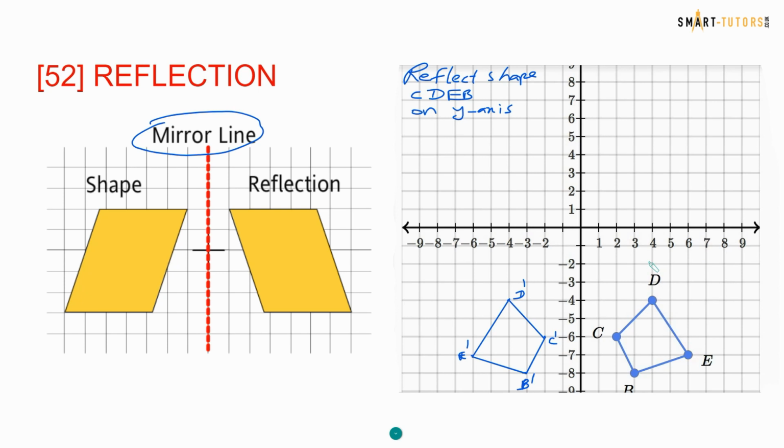So here, once again, the condition is the mirror line. If they ask you to describe the transformation, you need to find out where the mirror line is. So the shape: reflection on the y-axis to get this image.